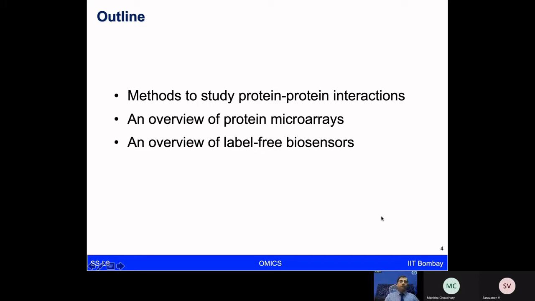So I'm going to give you first an overview of different methods to study protein-protein interactions, a little bit of elaboration on protein microarrays, as well as the label-free biosensors. After this, we will have Dr. Manisha, who is going to give you a hands-on session on protein-protein interaction studies.